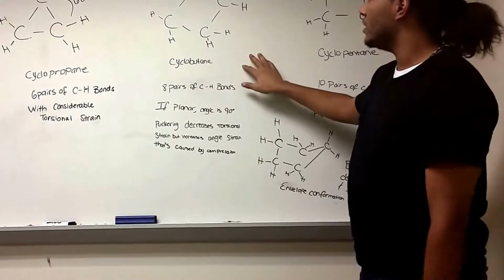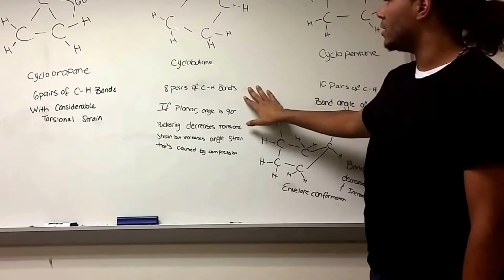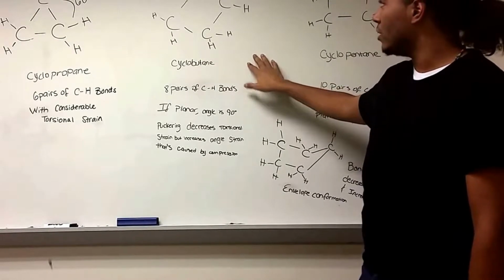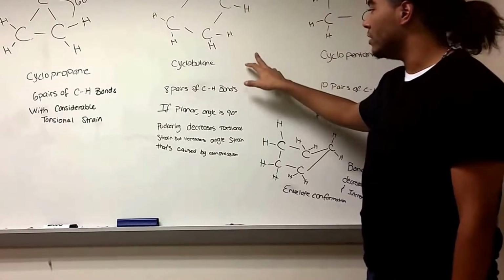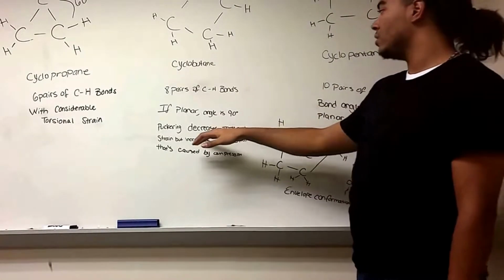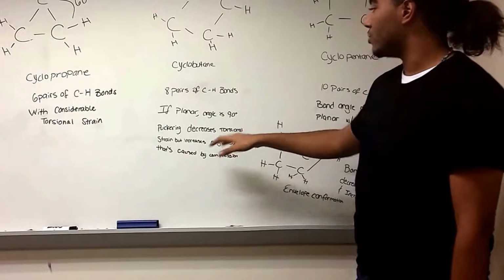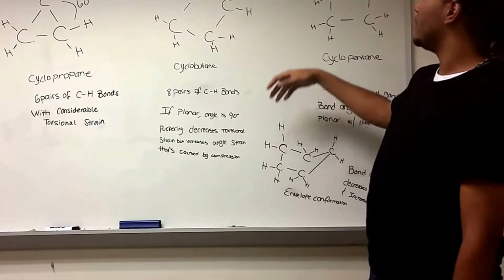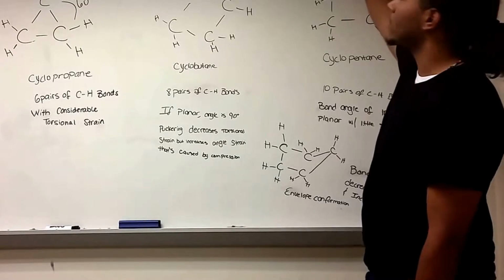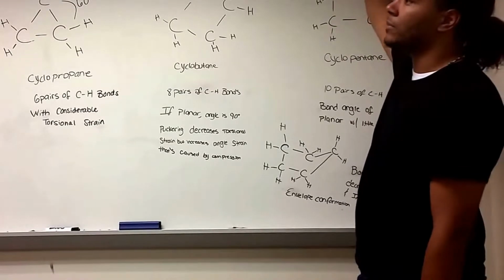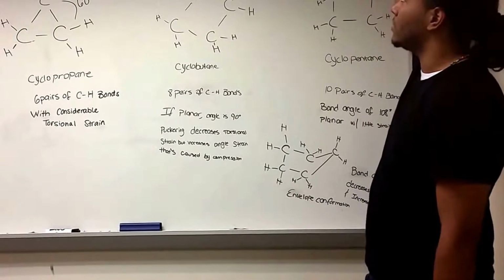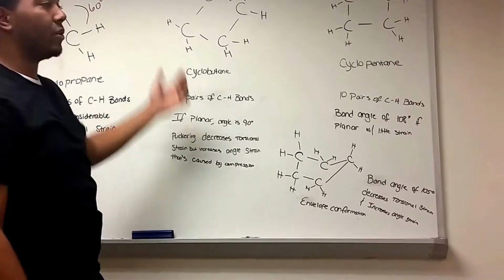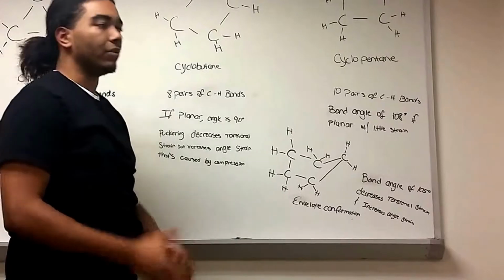In cyclobutane, there's 8 pairs of CH bonds, and in the planar conformation, the angle between the carbon-carbon bonds is 90 degrees, and puckering decreases torsional strain but increases angle strain that's caused by compression. Puckering is a different type of conformation that's also known as non-planar conformation. Another thing you should know is that bonds can only rotate so far without breaking the ring.